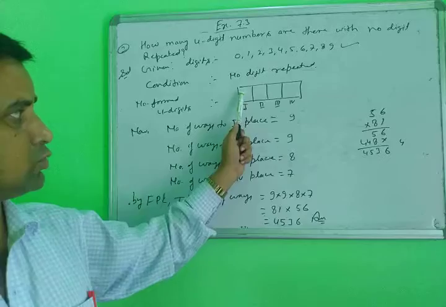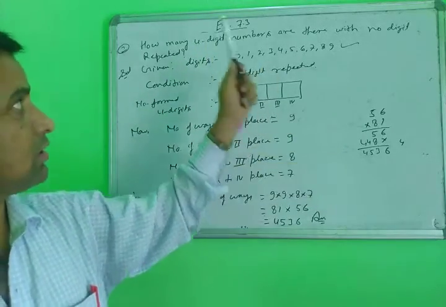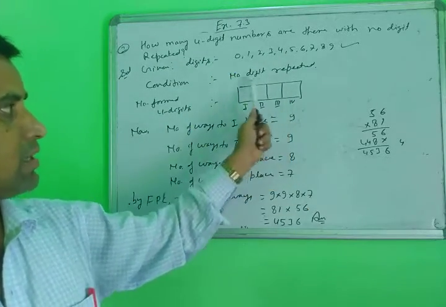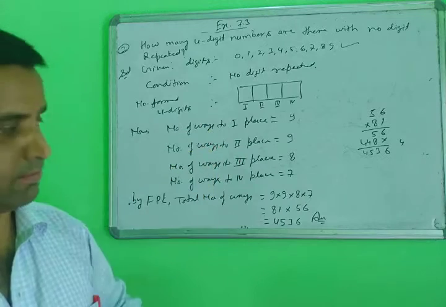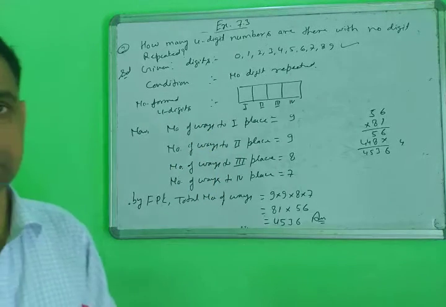Because suppose you use 0 first, then the number will be converted from 4 digits to 3 digits. Then every number is required to be a 4-digit number, not a 3-digit number. So this is your final answer. Yes, note it down. Then next question.